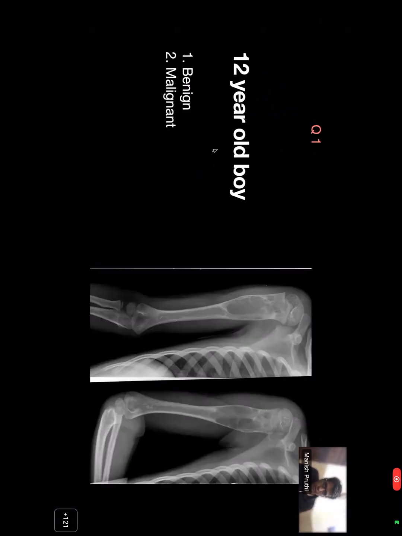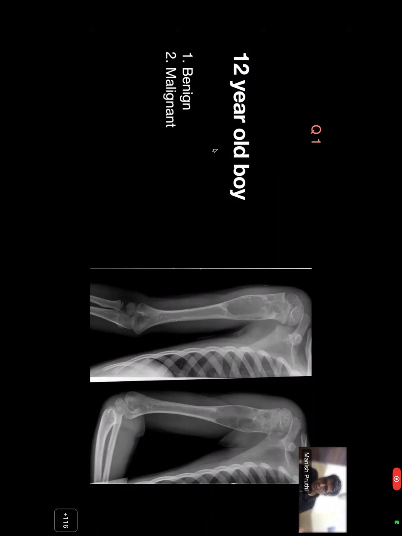Yeah, so we'll start from here, the discriminators. So now we know, we'll have 5 or 6 cases to discuss. This is the first case, a 12-year-old boy with a lesion in the proximal end of the humerus. My first question is whether it is benign or malignant. Tanvi, you can help me if there are some answers in the chat box. Otherwise, I'll just proceed.